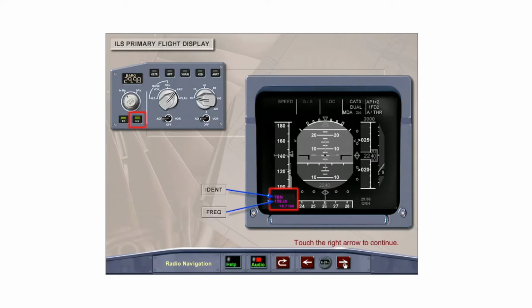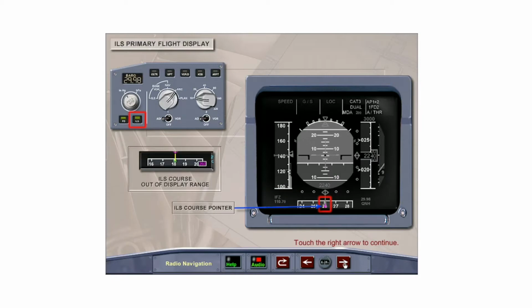The ILS station information is displayed in the lower left-hand corner of the Primary Flight Display. The information includes the ILS frequency and ILS identification if the ILS signal is identified. The ILS course pointer is displayed as a magenta dagger on the heading scale. If the selected course is outside the displayed heading range, then it is displayed as a numerical value on the side of the heading scale.